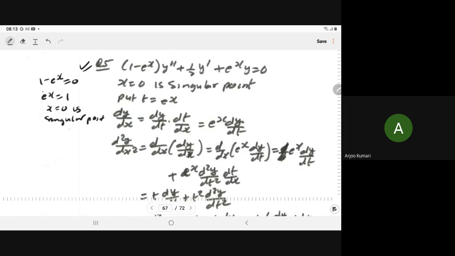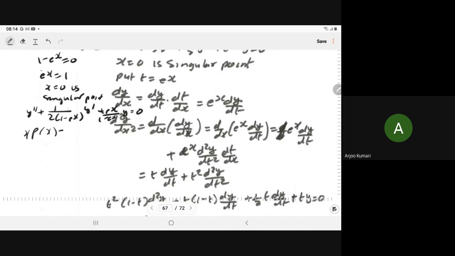We take x into p of x. The original equation, if you write it in the standard form, becomes y double dash plus 1 by 2 into (1 minus e to the power x) y dash plus e to the power x upon 1 minus e to the power x y is equal to 0. So as you take x into p of x, what is it? x into p of x is x upon 2 into (1 minus e to the power x).